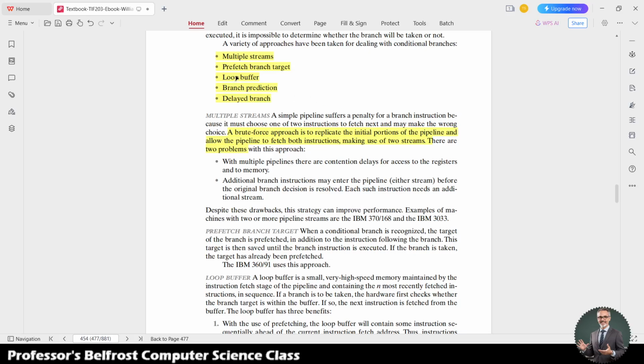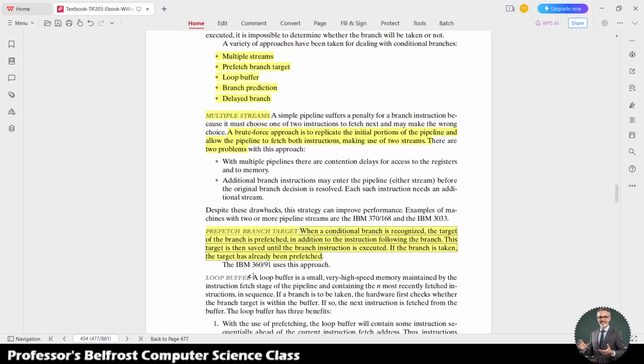The second one, prefetch branch target. When a conditional branch is recognized, the target of the branch is prefetched, in addition to the instruction following the branch. This target is then saved until the branch instruction is executed. And if the branch is taken, then this target has already been prefetched.